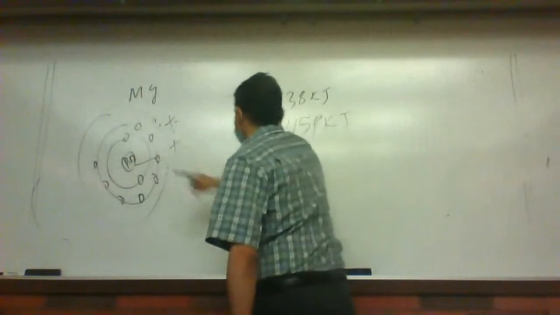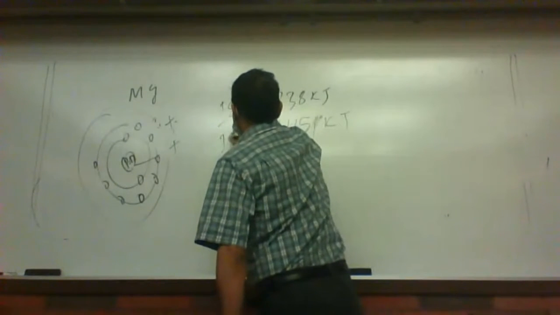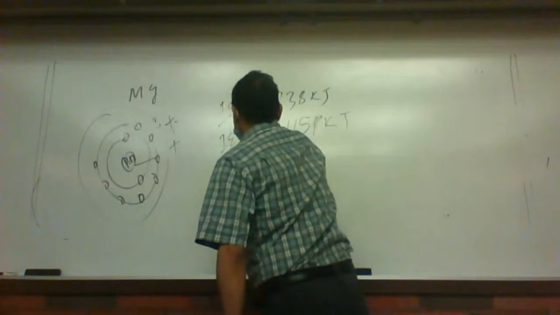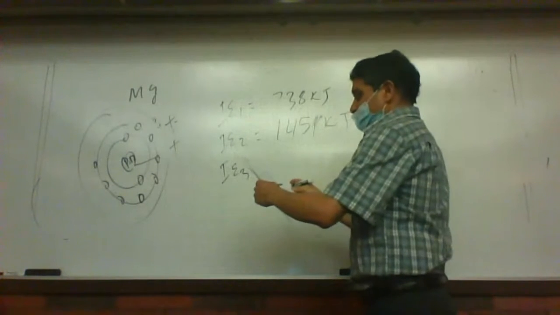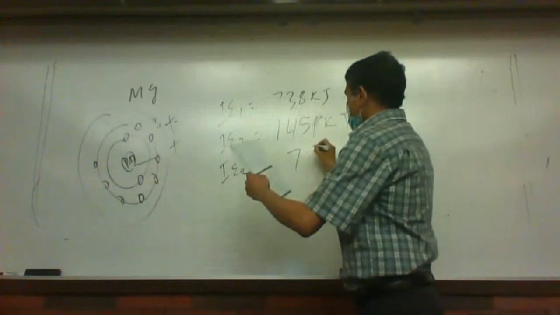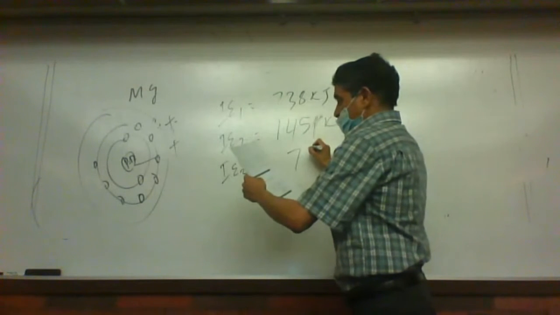If you want to remove the electron from here, the third, so this was ionization energy 1, this is ionization energy 2, and this is ionization energy 3. To remove the third electron, you need to apply 7... How much is that? 1450.